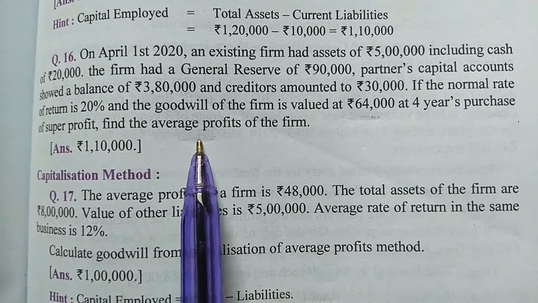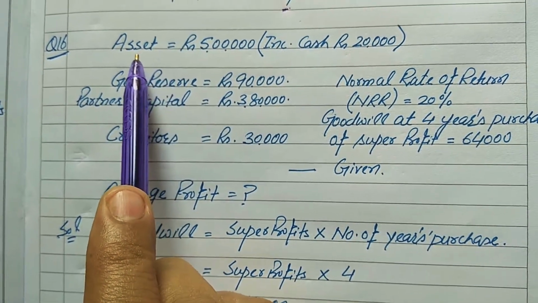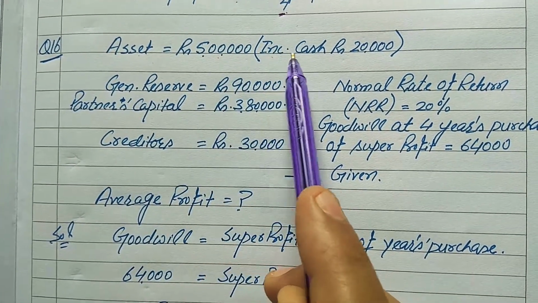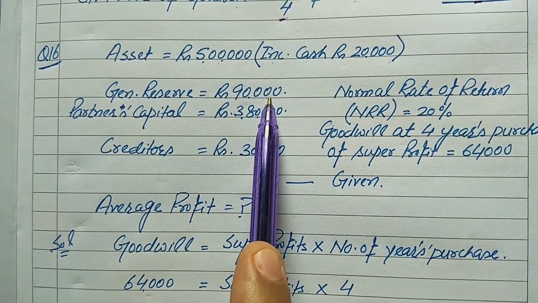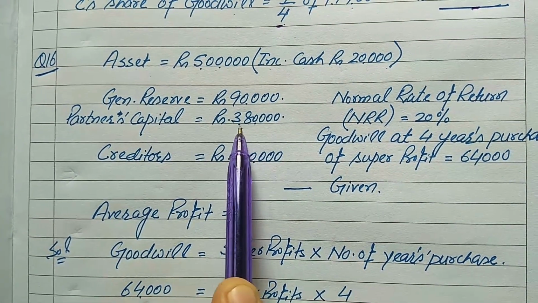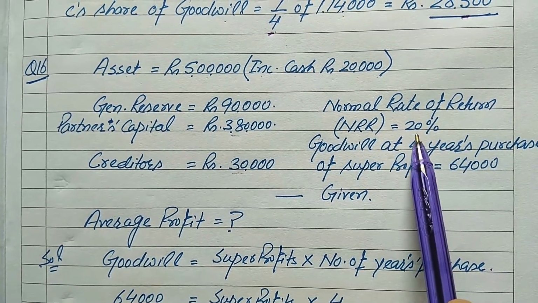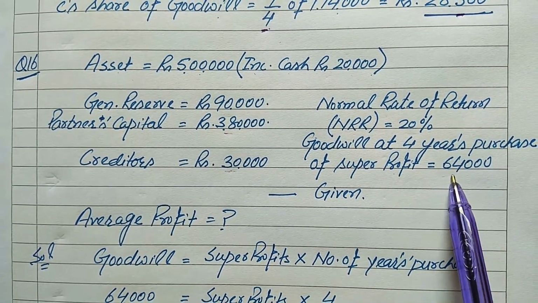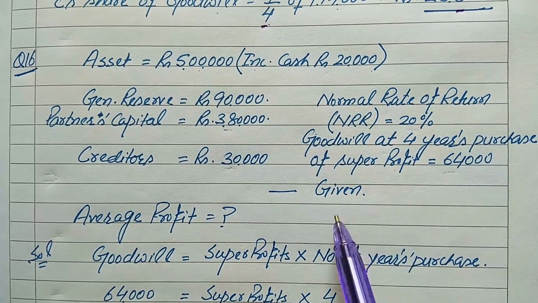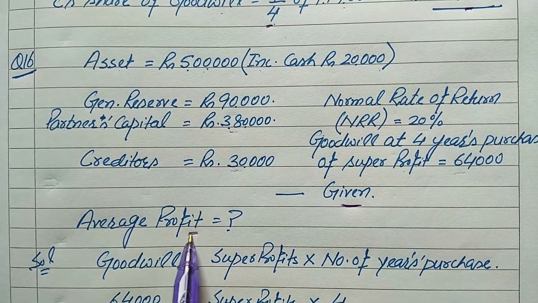There is a need to calculate average profit. So the solution is, we have the information given in the question: assets rupees 5 lakh including cash rupees 20,000, general reserve 90,000 rupees, partners' capital 3,80,000, creditors 30,000 rupees, normal rate of return 20%, goodwill at 4 years' purchase of super profit is 64,000. These are all the information given in the question, and we have to calculate average profit.